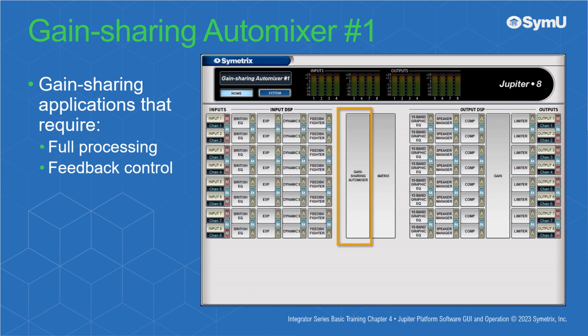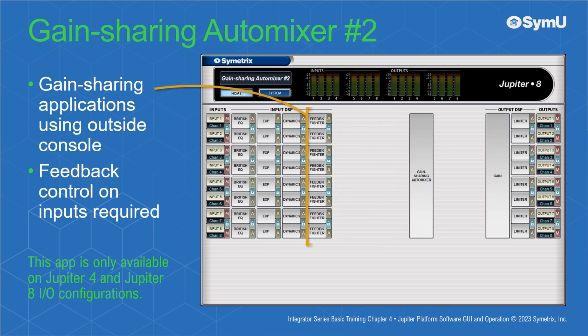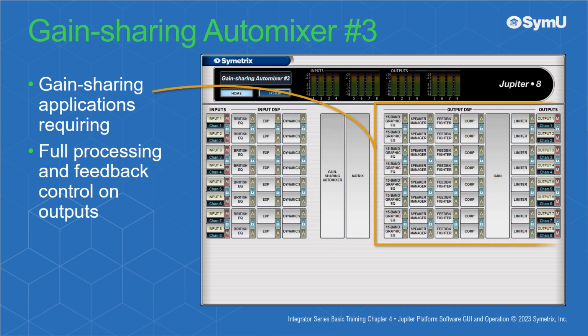The Gain Sharing Automixer number 1 is great for applications that require full processing as well as feedback control on inputs. Gain Sharing Automixer number 2 is tailored for uses with an outside console that require feedback control on inputs. Gain Sharing Automixer number 3 offers full processing, and here feedback control is placed on the outputs.